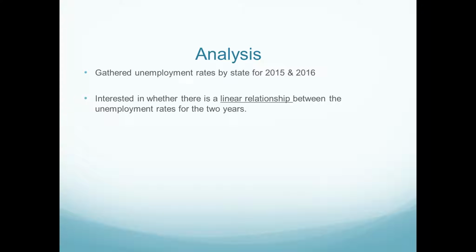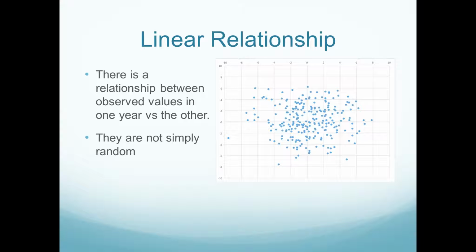So we gathered unemployment rates by state for 2015 and 16, and we're interested in whether there is a linear relationship between the unemployment rates for the 2 years. What do we mean by a linear relationship? If there's a relationship observed between the values, or is there really no relationship at all?